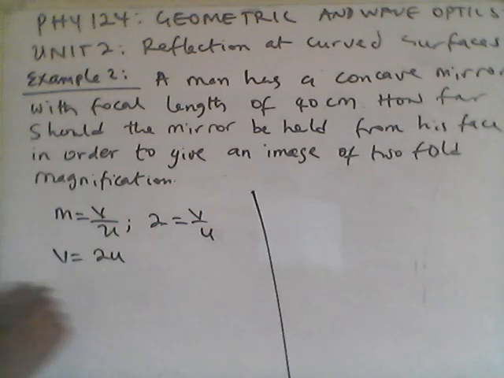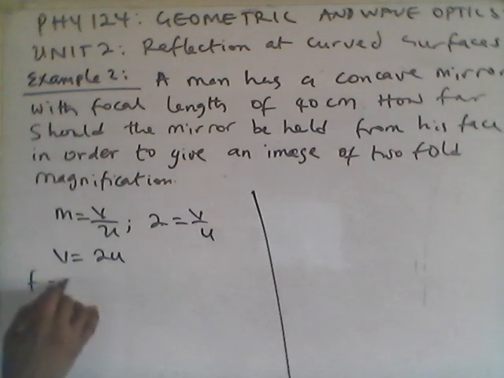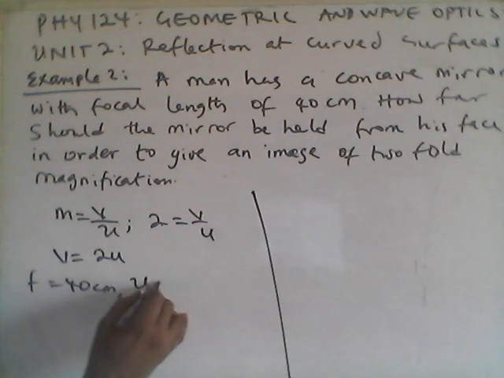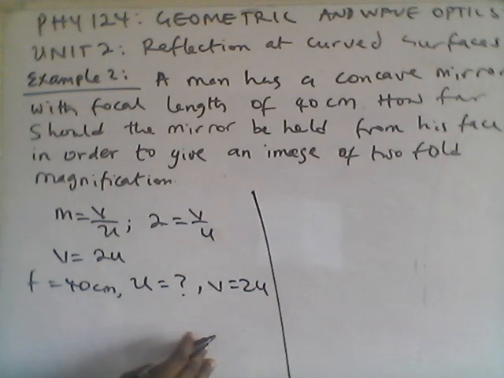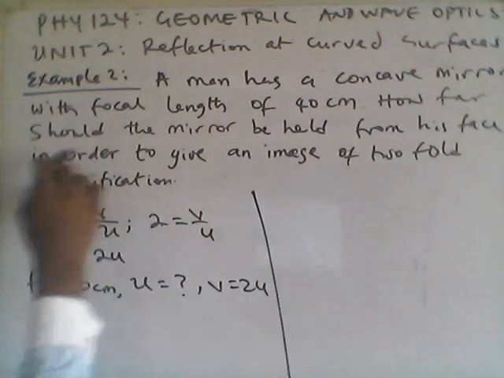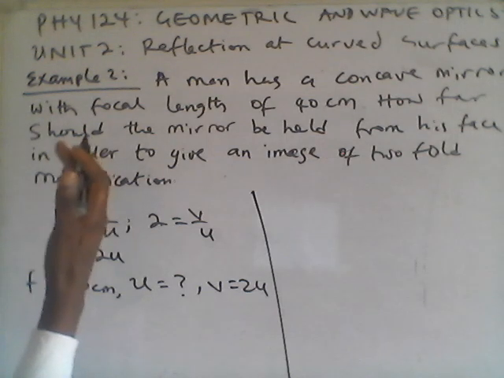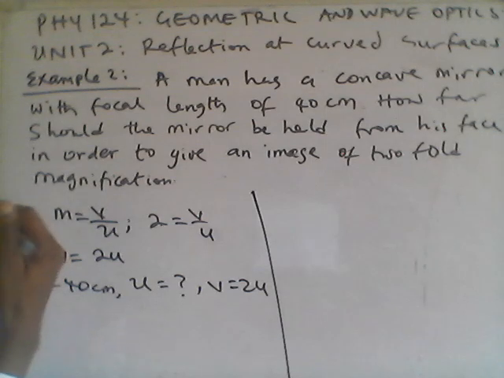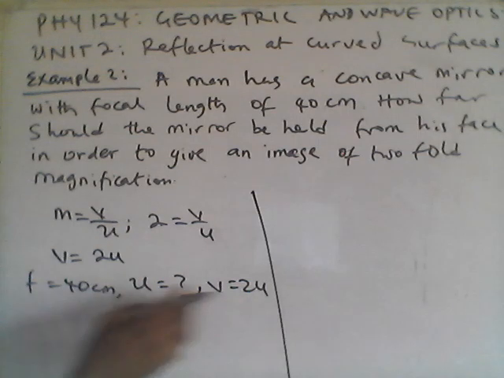Now the mirror formula. We are given from the question that focal length F is equal to 40 cm. We don't have U, and we have V as 2U. Understand? What we are to look for is U. They said, how far should the mirror be held in front of him? So that's the distance between the man himself and the mirror. The man is the object, and the image is formed by the man's object on the mirror.